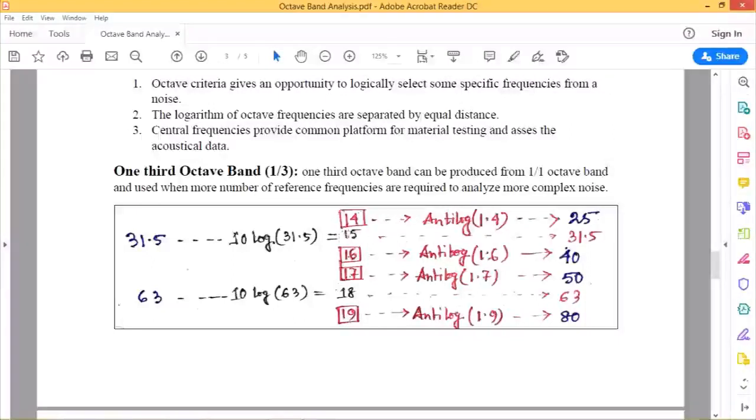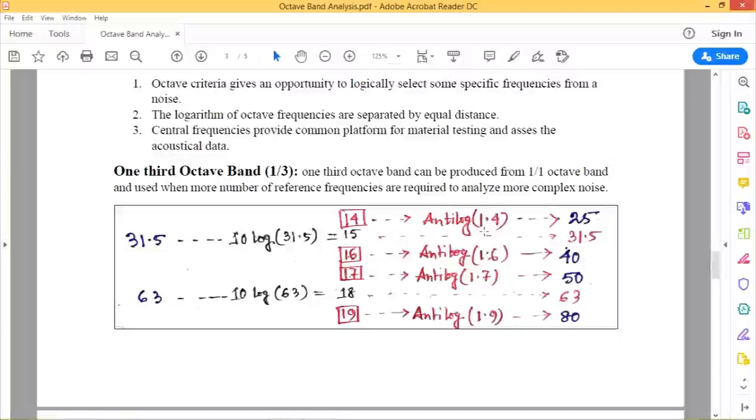Now for 15 you have the octave band central frequency 31.5. Similarly for 18 you have 63. But for 14, 16, 17 and 19, what will be the central frequency? You can make a back calculation using the same formula. All these values, 14, 16, 17, 19, will first be divided by 10, and then you take the anti-log. Anti-log means 10 to the power of the number.